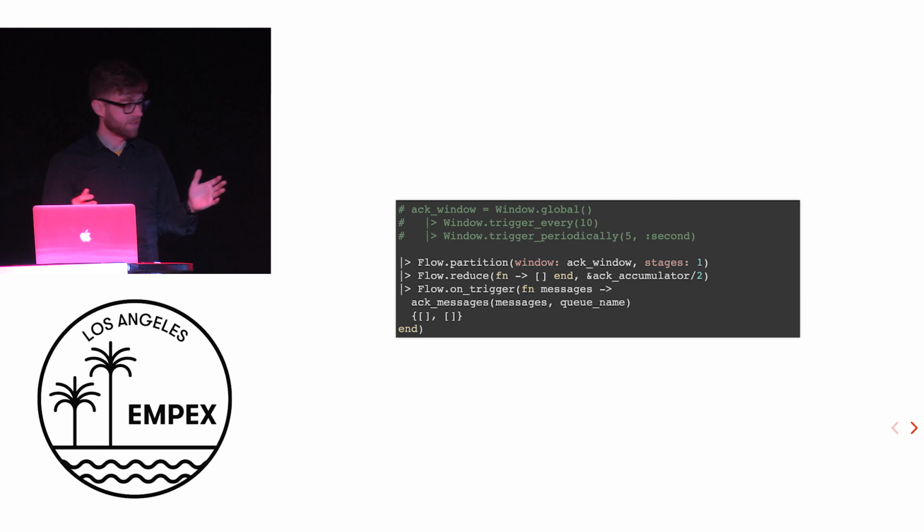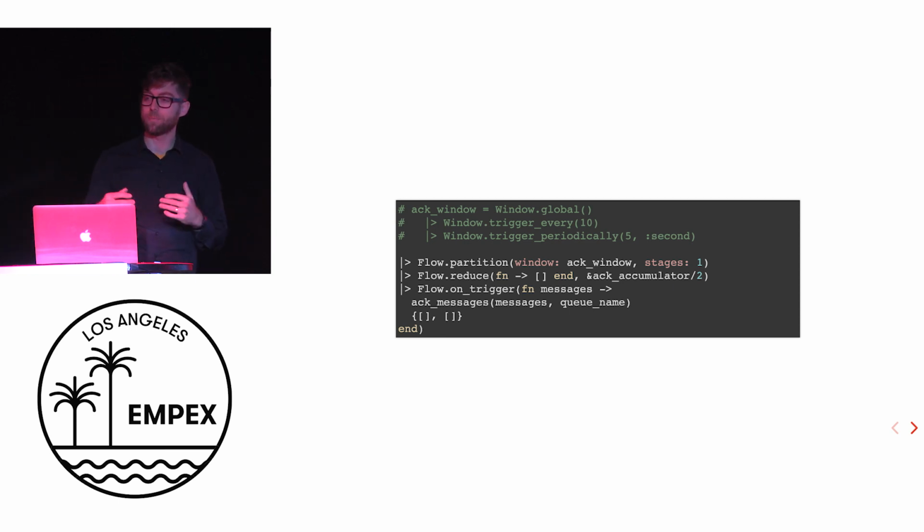But why does our window, let me rephrase. Essentially, what all of this is saying is that every 10 messages that come through the flow, or every 5 seconds, take the messages that you have, filter them through or reduce them with the ACK accumulator, and then acknowledge them to SQS. Why only 10 messages? Remember when I said that we should know our system? Well, that's coming into play here. All the batch endpoints in SQS are limited to 10 messages per batch, so that's where we're at.